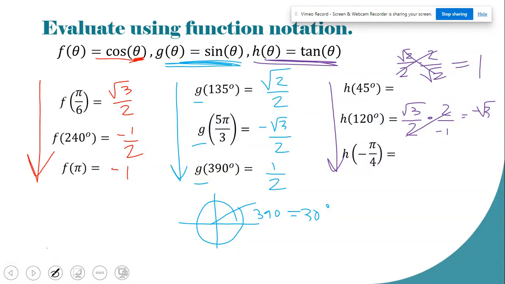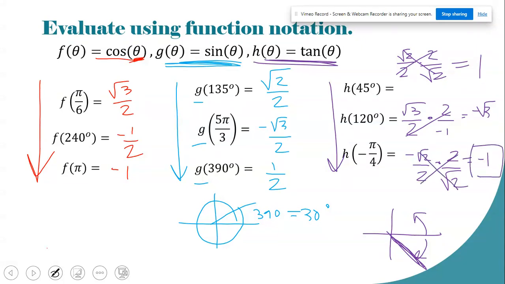And h of negative pi over 4 means instead of going up 45 degrees, we're going to go down 45 degrees. That puts us in quadrant 4 at 7 pi over 4. That's the same thing. And we're going to have negative root 2 over 2 divided by root 2 over 2, or keep, change, flip. Looking at our unit circle, I don't have it anymore on this screen, but you guys do. I know you do. And so we'll reduce that to negative 1.